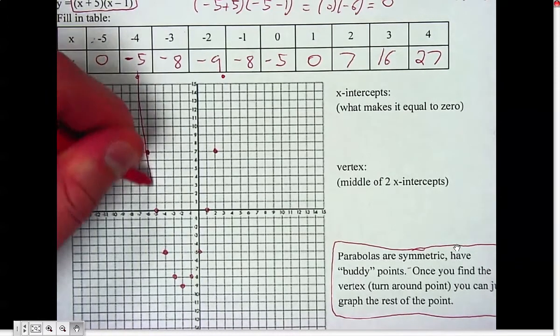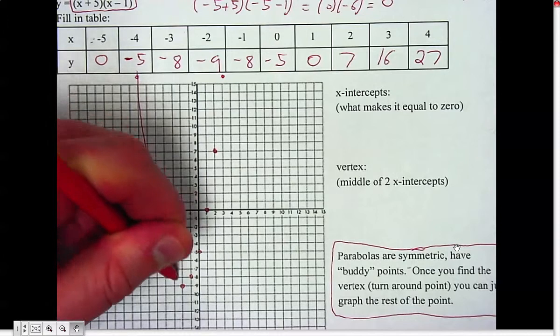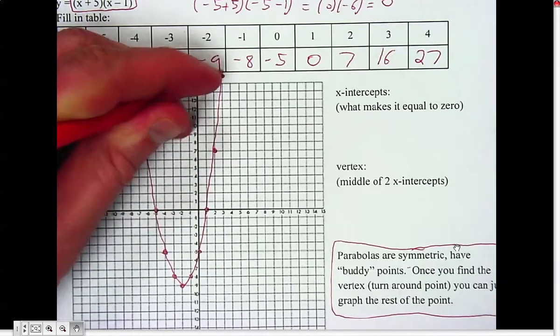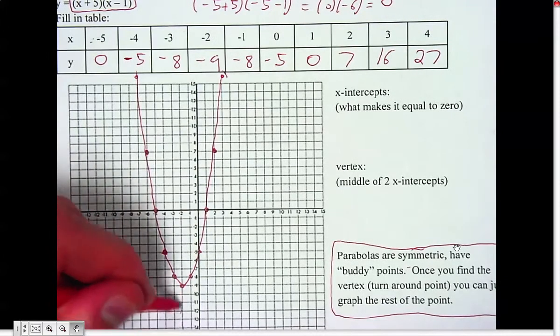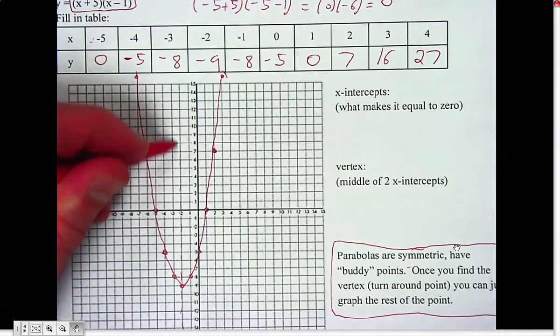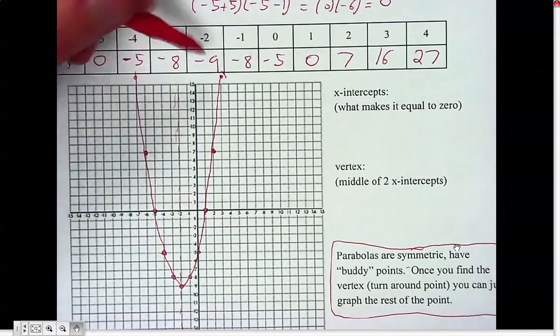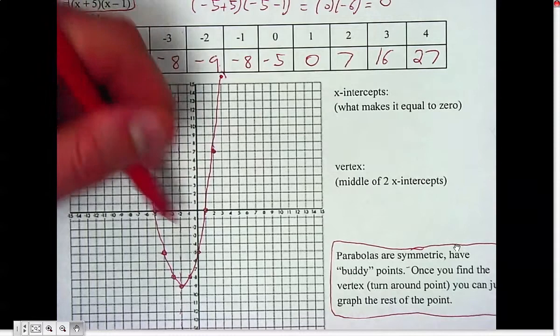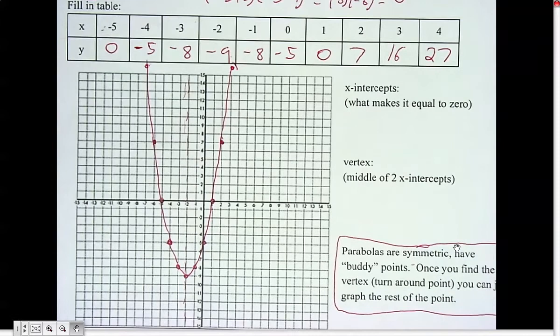Those points are always matching up with one on the other half, and that vertex is dividing them right in half. So there's sort of that line of symmetry, and we see those buddy points lining up on either side of that with the same y value.